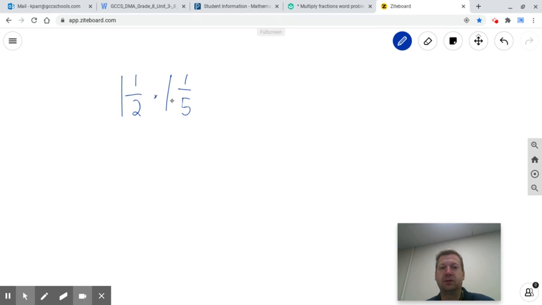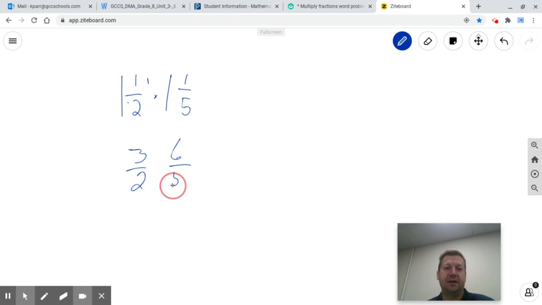But before I can multiply mixed numbers, I have to change them to improper fractions. And to do that, I need to take 2 times 1 and then add this one right here. And 2 times 1 is 2. 2 plus 1 is 3, and I get 3 halves. And then on this other side, I take 5 times 1 and get 5. 5 plus 1 is 6/5. And then I get 6/5 right here.